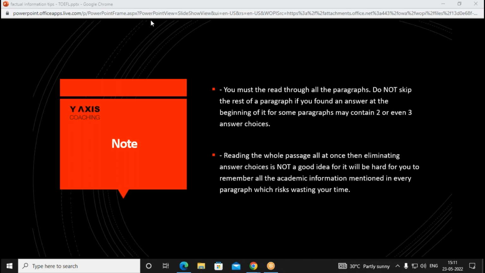So let us go step by step. Read every paragraph and check for the information or the option choice. Go with the elimination method.